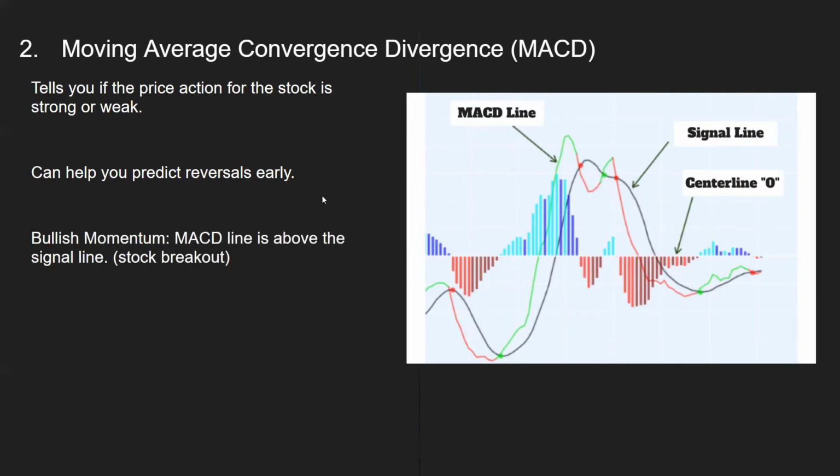And how it does that, so for bullish momentum, that's when the MACD line is above the signal line. That indicates a stock breakout. In this example, the green line is the MACD line. Notice how it doesn't touch the signal line. The signal line, keep your eyes on this, is the black line, and the MACD line over here is green. Because the MACD line crossed above it, this is signifying bullish price momentum. So it's climbing all the way up.